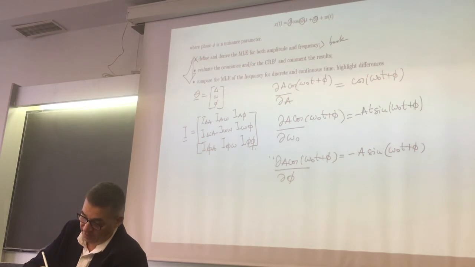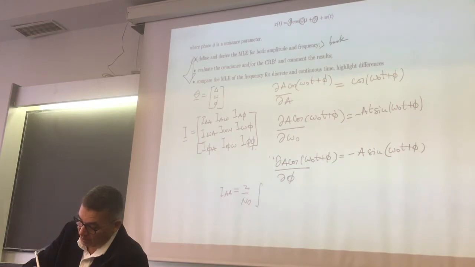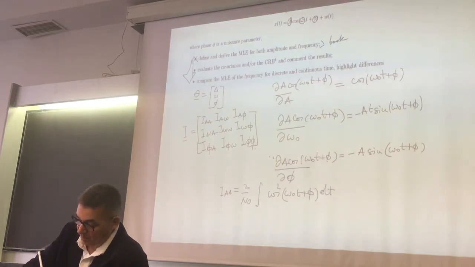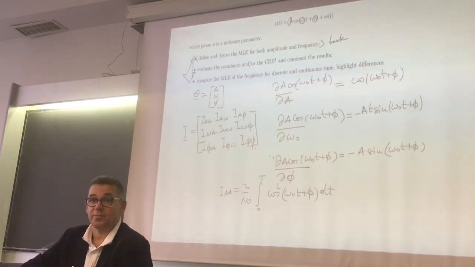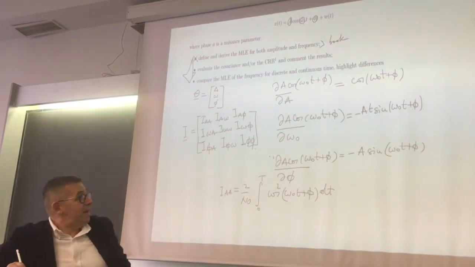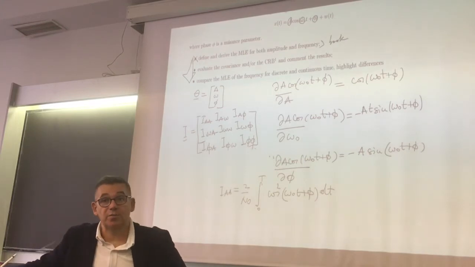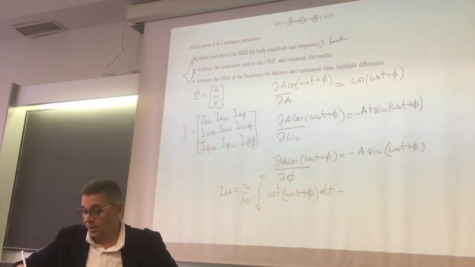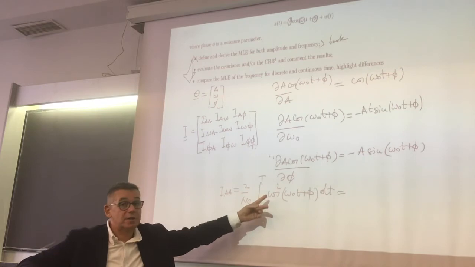So, if I need to calculate I_AA, it is simply 2 divided by N0, and then the integral of cosine squared of omega 0 t plus phi, dt, computed from 0 to capital T. This is by the formula of the Fisher information method. This is the power of the sinusoid.